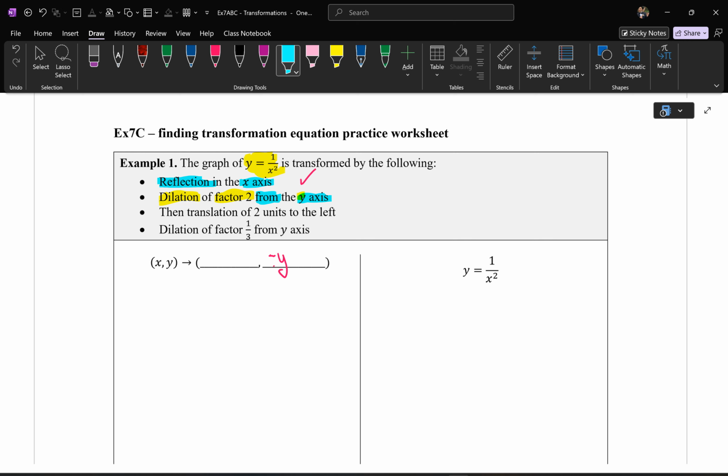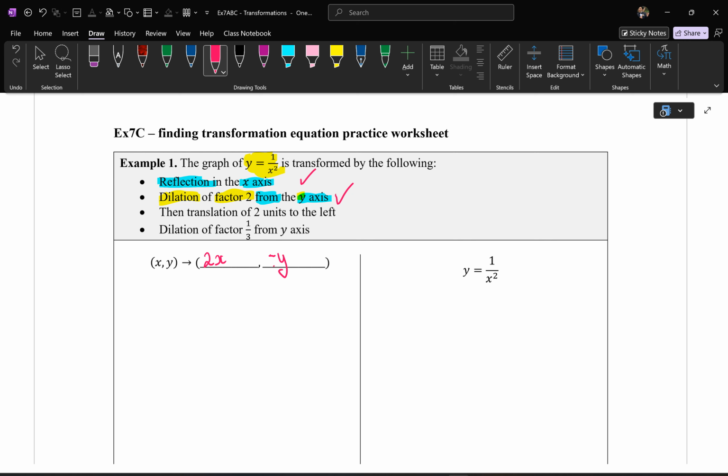So when we say dilation of factor 2, what you're really saying is double horizontally, which means double the x coordinates. That's what the second line means. So this is the first skill in exercise 7C, to be able to interpret what these sequences of transformations mean. Next one. Then there's a translation of 2 units to the left.